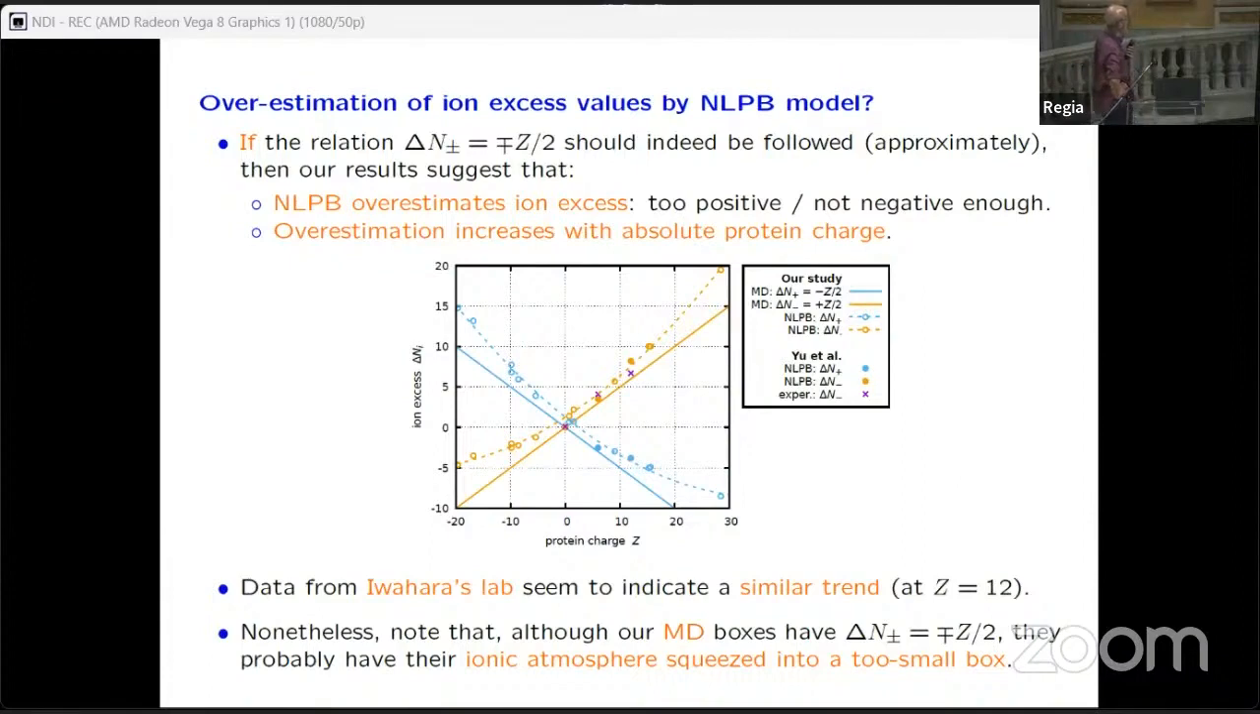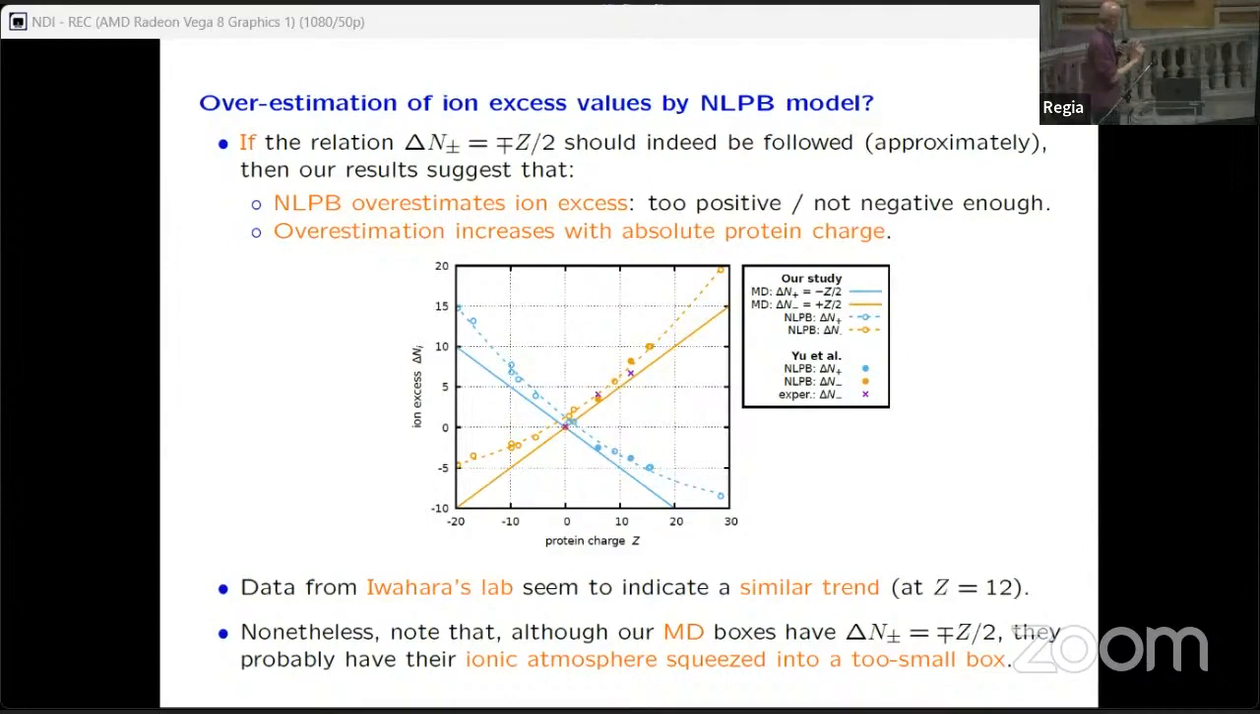The results we got for the Poisson-Boltzmann model are the circles, and the dashed lines are just to guide your view, okay? And what you see is that the empty circles are actually above the lines, always above the lines. And as you go to more positive and more negative charge of the protein, they become further and further away from the curves.